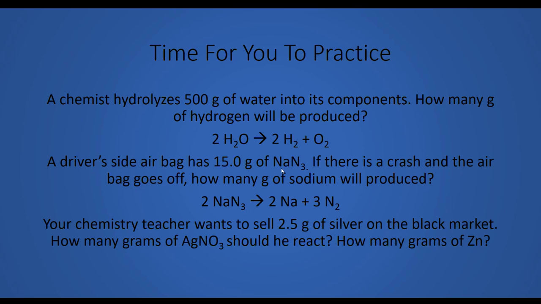Your chemistry teacher wants to sell 2.5 grams of silver on the black market. Maybe he's got a little debt to pay off. Maybe he's had a little hard financial times with the coronavirus. At any rate, he's going to go ahead and react some silver nitrate, and he doesn't know how much to do. Well, he should be able to figure it out, or he doesn't deserve to be a chemistry teacher. So how many grams of silver nitrate does he need to react, and how many grams of zinc?